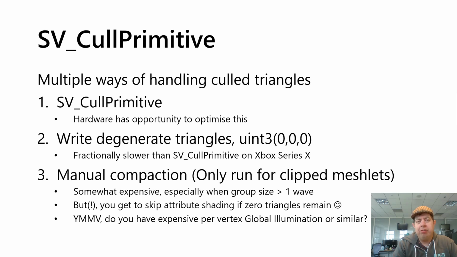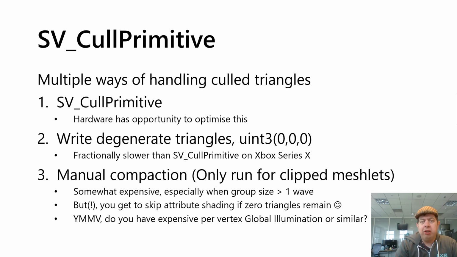Next, the next issue is how to tell the GPU that we've culled a triangle. There's multiple different ways of doing this. SV_CullPrimitive is a per-triangle piece of metadata we can export from a mesh shader. The hardware is able to optimize this. This is probably the recommended route.